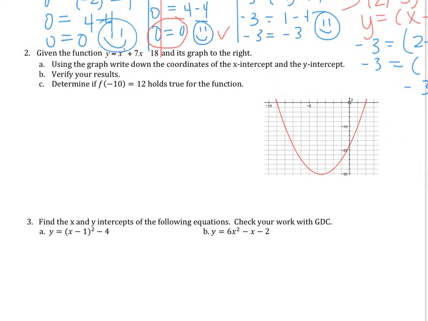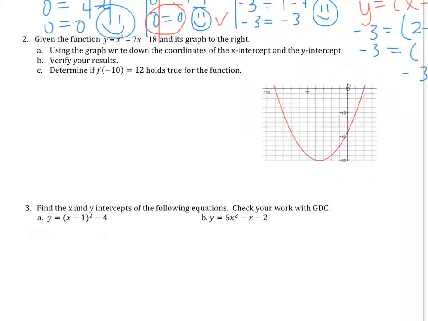All right, for the next problem, we're given the function y equals x squared plus 7x. I'm guessing that's going to be a minus 18. Yeah, I know that because my y-intercept is negative over here. And the graph to the right. Part A says, using the graph, write down the coordinates of the x-intercept and y-intercept, verify your results, and then determine again if another point holds true for the function. So we're following the same process now with a new equation.